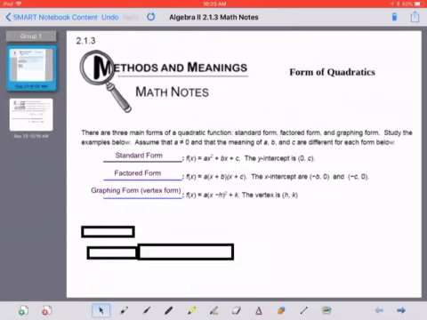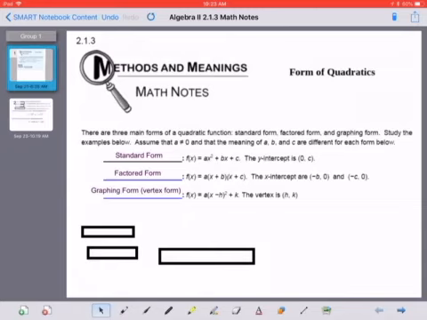The third form is graphing form. This is one we've just started to learn about. So we have an a outside the parenthesis. That's our stretch or compress, and tells us whether our parabola will open up or down. Then (x minus h) to the second power plus k, where the vertex is (h, k).